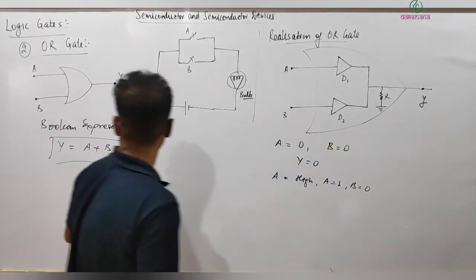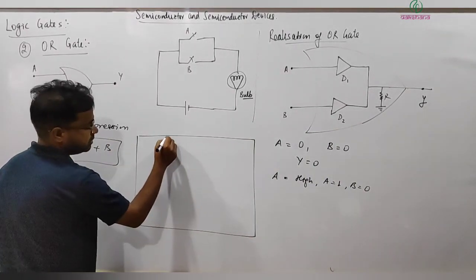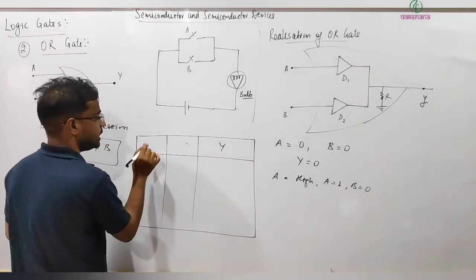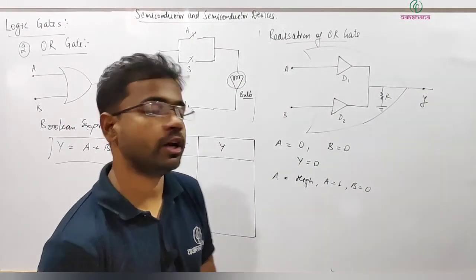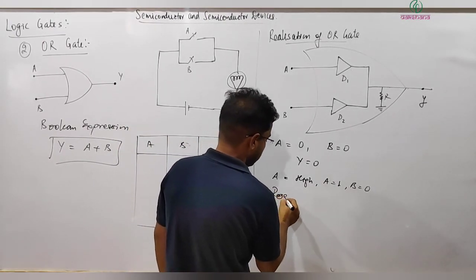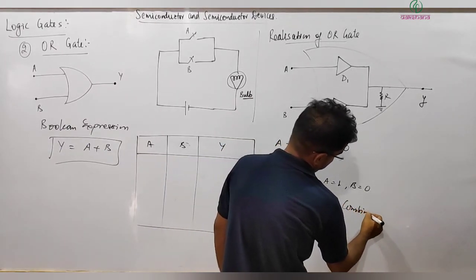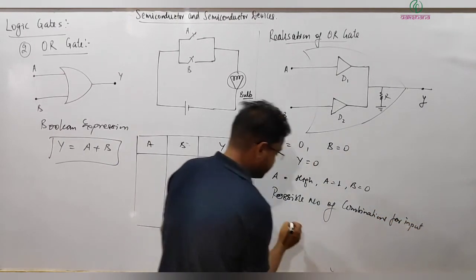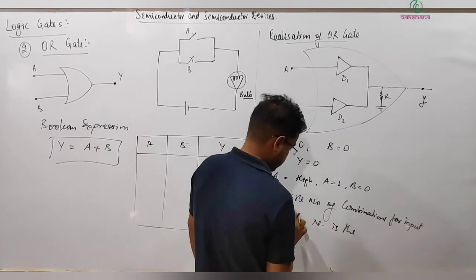output we are getting. The truth table for this we can write. So in the truth table, first thing is we will have two inputs and one output. So Y is output and these are two inputs. And what are the possible number of combinations for inputs? That can be given by 2 raised to power n, where n is the number of variables.